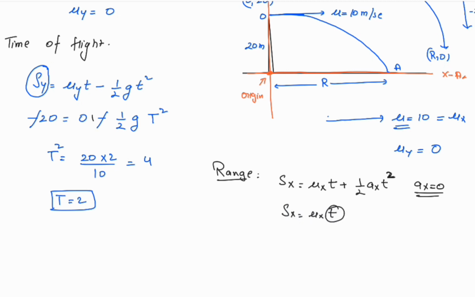What is the t over here in this case? t is the time of flight. So s of x, this is range. Range will be equal to u of x, which is 10, multiplied by, what is the time? Time is 2. Range is going to be 20 meter. 20 meter is going to be the range in this case.